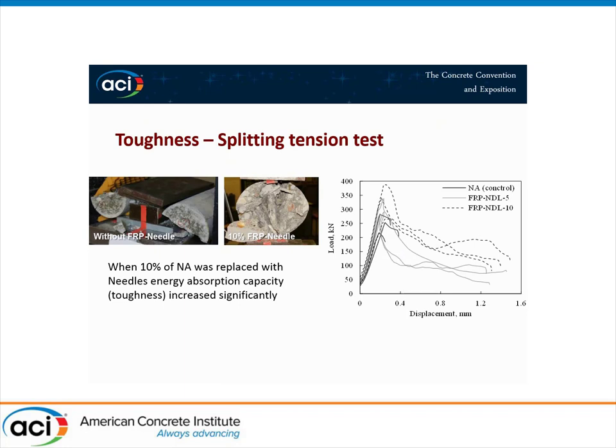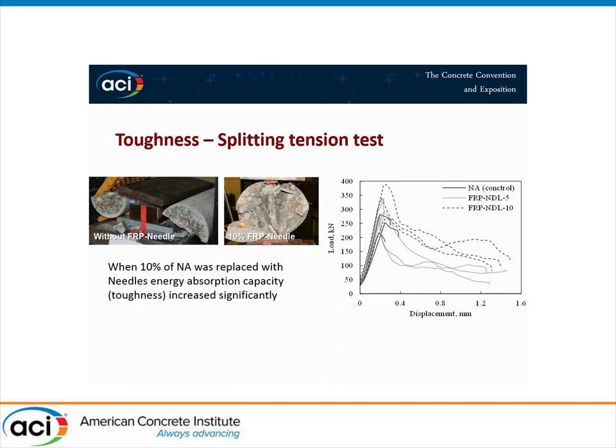And this is an interesting picture. When you test a regular concrete without any fiber or needle, like the one in the left picture, concrete splits into two separate pieces immediately after reaching the peak load. As you can see in the second picture, where 10% of coarse aggregate was replaced by needles, the cross-section has changed from circular to oval, but still it's maintaining its integrity. The cylinder is still in one piece.